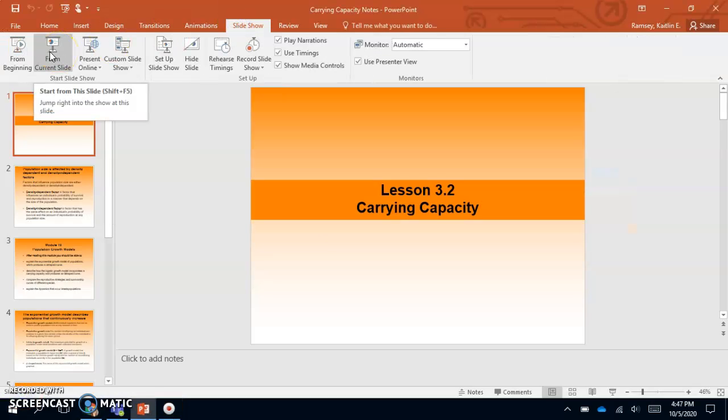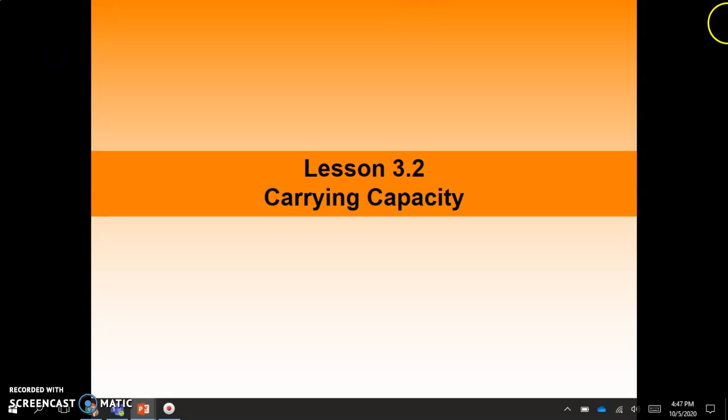Today we are going to be going over Unit 3, Lesson Number 2, and today we're talking about carrying capacity. So you should have already downloaded your notes for today, and this is the lesson that will correspond with those notes. So far we've talked about K versus R selected species, and we've talked about survivorship curves, so species that follow a type 1, a type 2, and a type 3 curve.